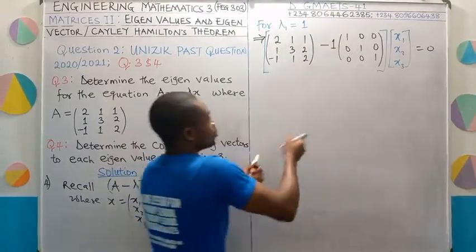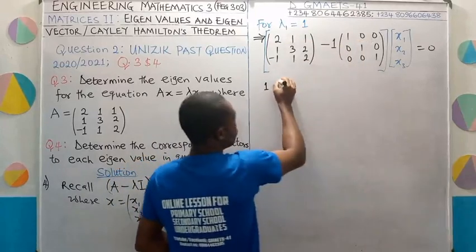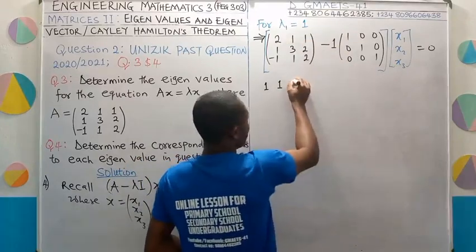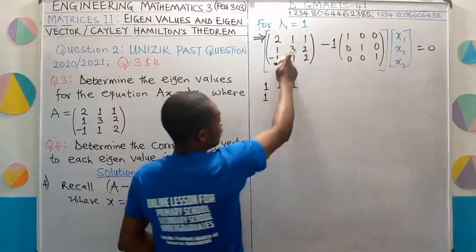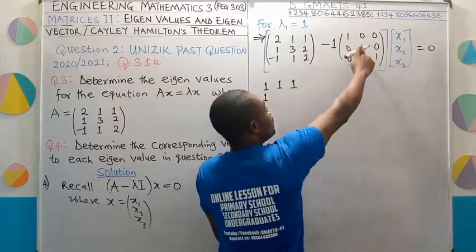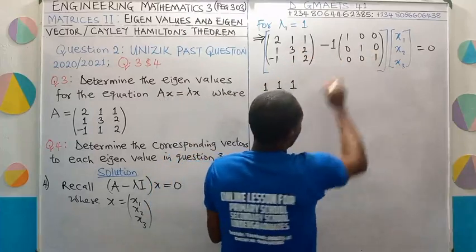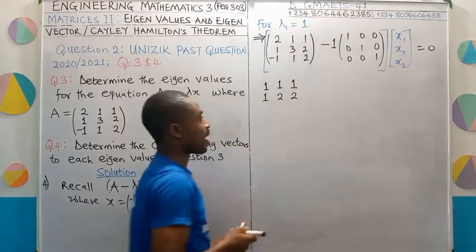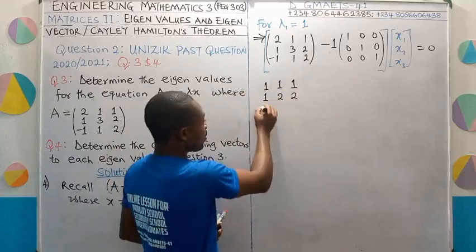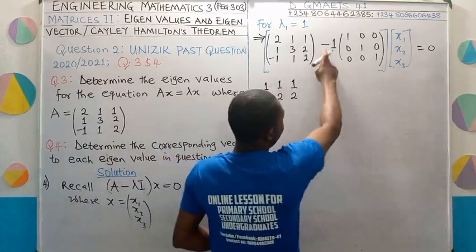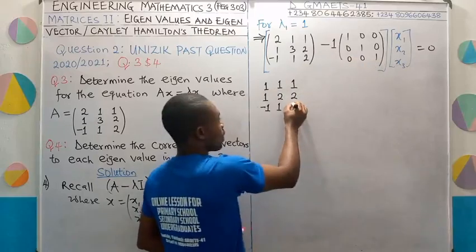2 minus 1. 2 minus 1 there is going to give us 1. Then 1 minus 0, we have 1. 1 minus 0 again will give us 1. Then we have 1 minus 0, which is 1. 3 minus, this is going to be 1, you know that. So 3 minus 1 will give us 2. And then 2 minus 0 will give us 2 again. Then we'll move to the third row. Minus 1 minus 0 will give us minus 1. And then 1 minus 0, again we have 1. And then 2 minus 1 will give us 1.